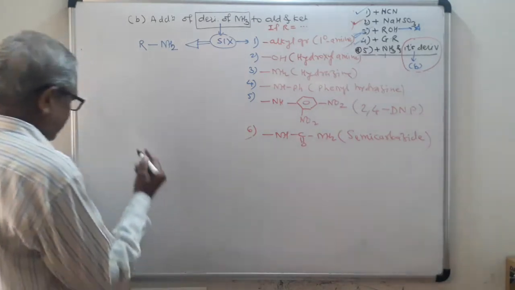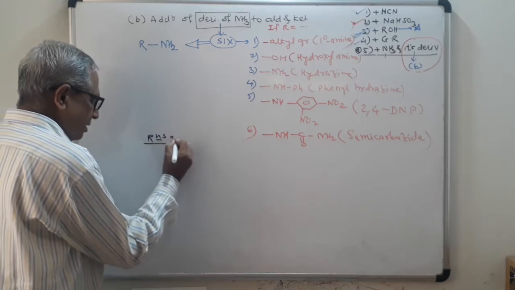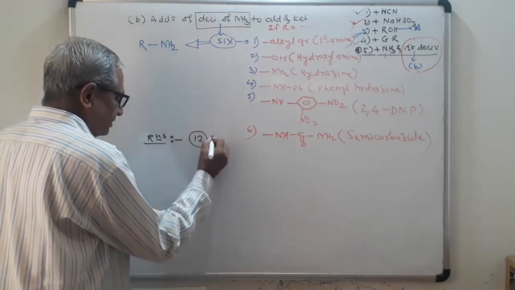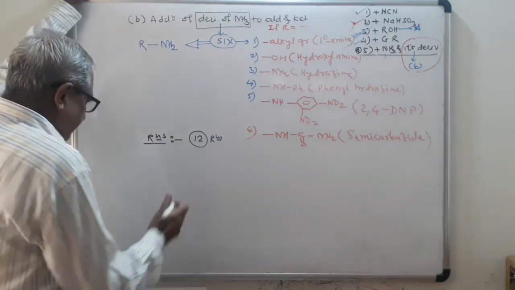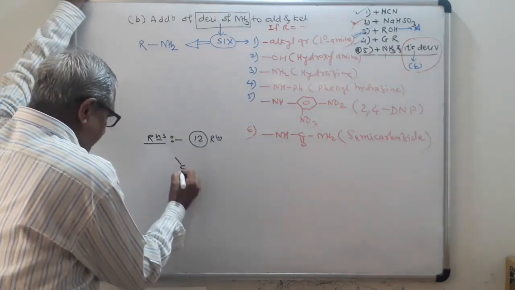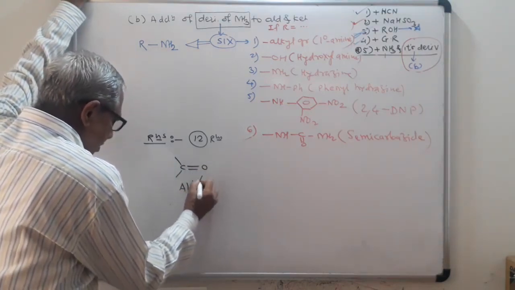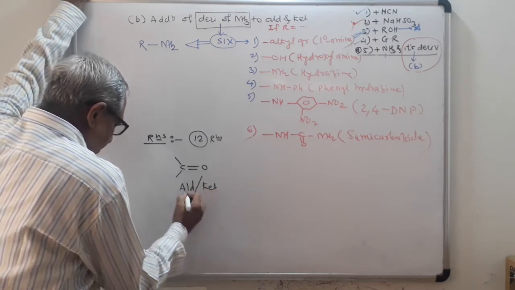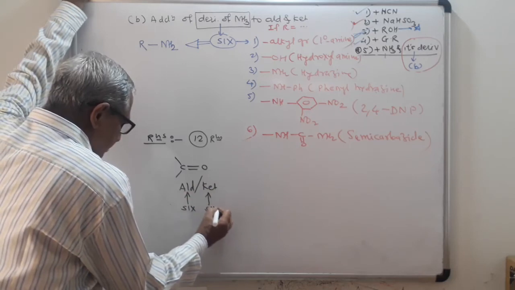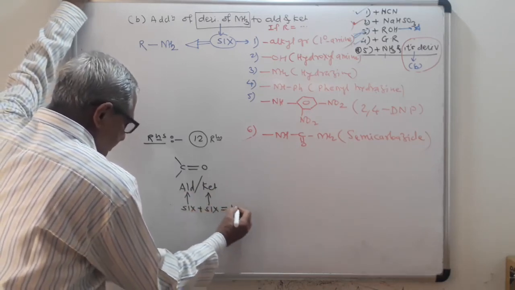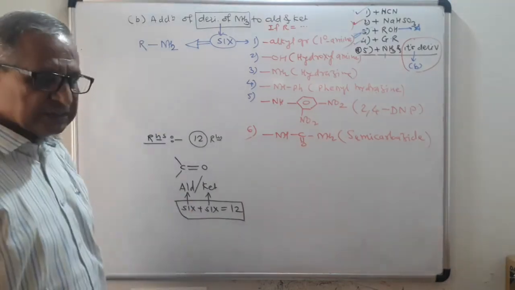Now see the reaction here. I will explain 12 reactions in a single reaction. This is your carbonyl group. It may be an aldehyde or it may be a ketone. Aldehyde contains the 6 reactions, ketone also contains the 6 reactions. 6 plus 6 is equal to 12. So I will explain here the 12 reactions in detail.